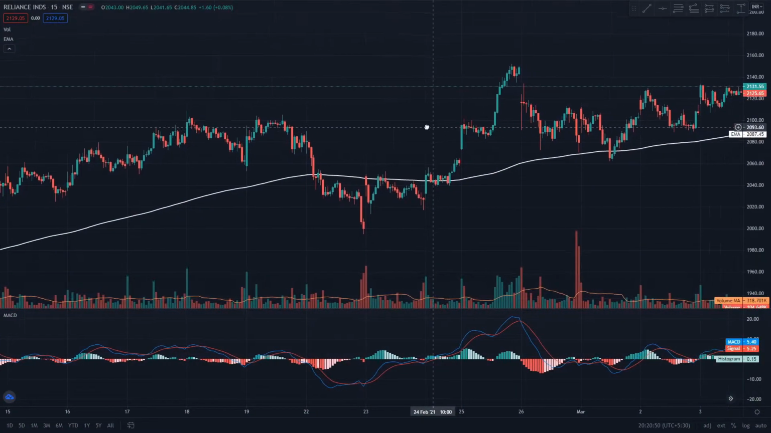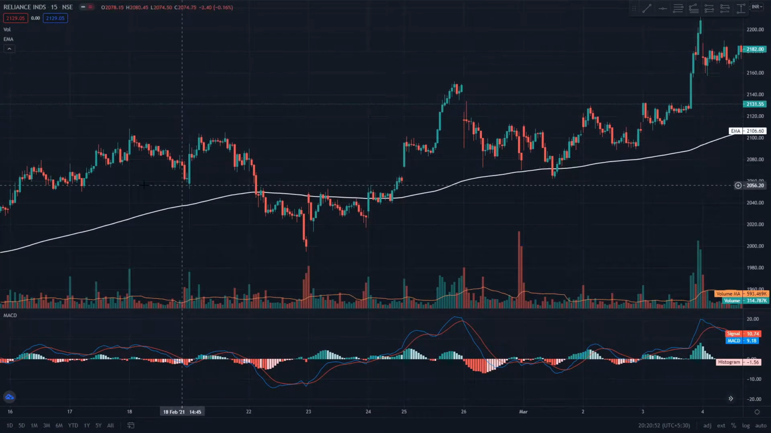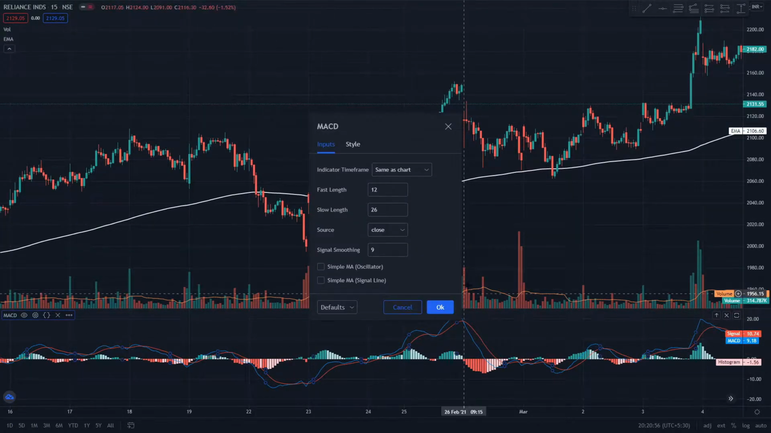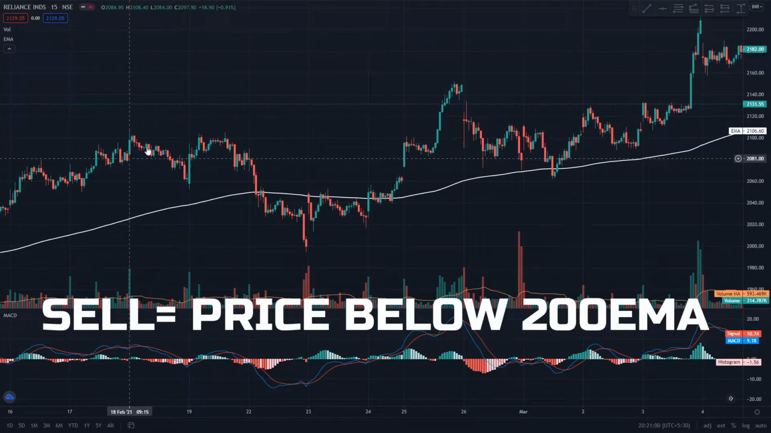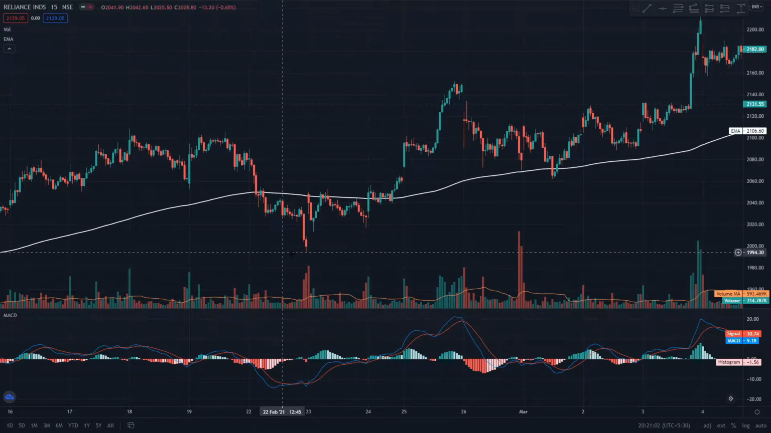Now let me explain the strategy real quick. It's just a simple 200 EMA with the MACD. You can see the MACD settings. You can only long when the price is above the 200 EMA. You can only short when the price is below the 200 EMA.